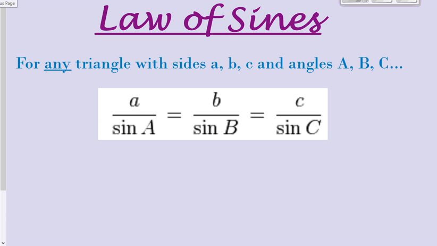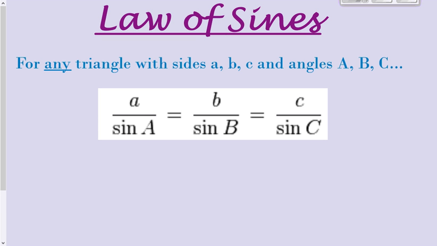So that is the law of sines for any triangle, acute, right, obtuse, any triangle with side lengths a, b, and c and corresponding angles A, B, and C. This ratio relationship holds. And when you go to use it, you're just going to use whichever two of the three ratios are helpful in that problem.